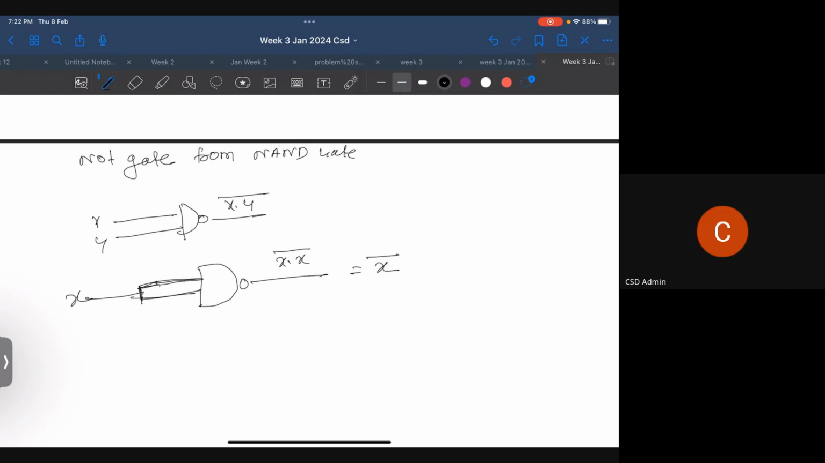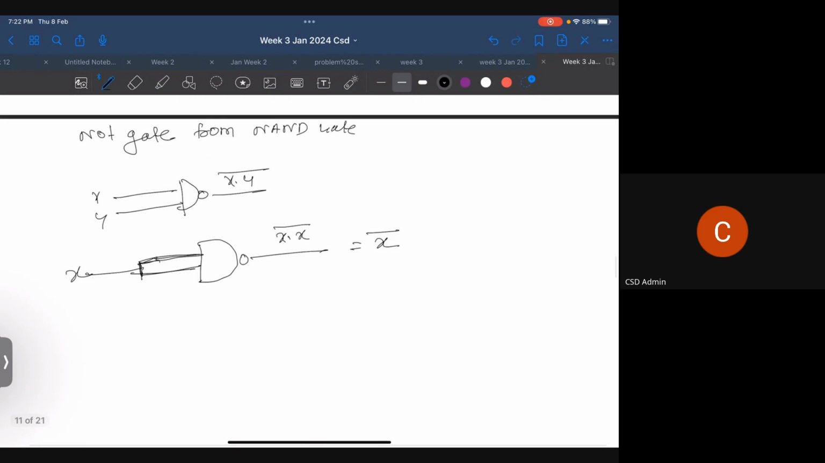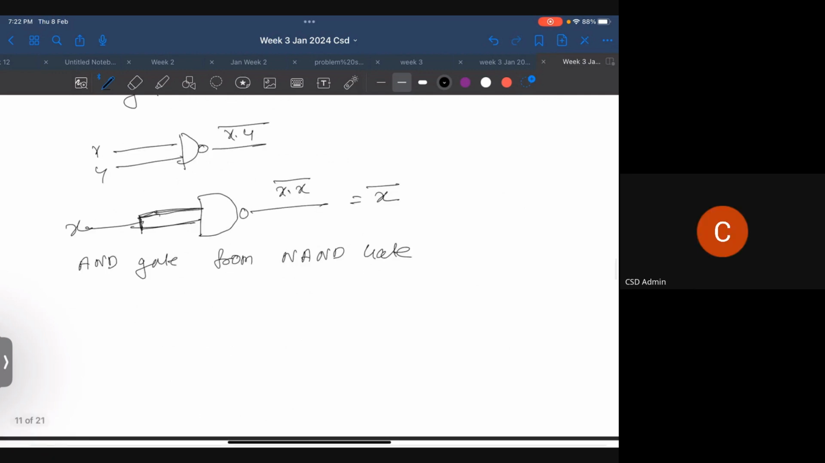Now we'll derive the AND gate from NAND gates, right? So how to derive it? You can see that x y, right?